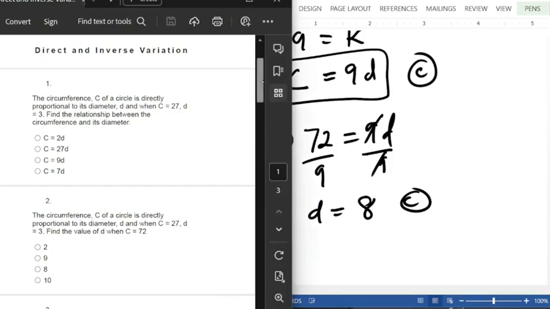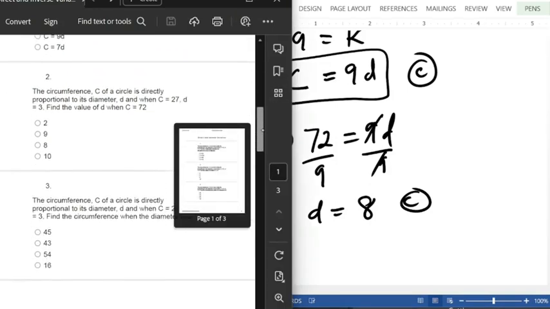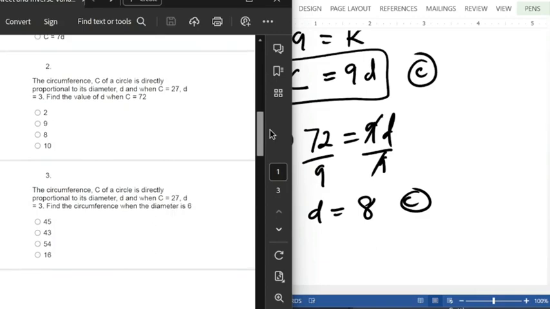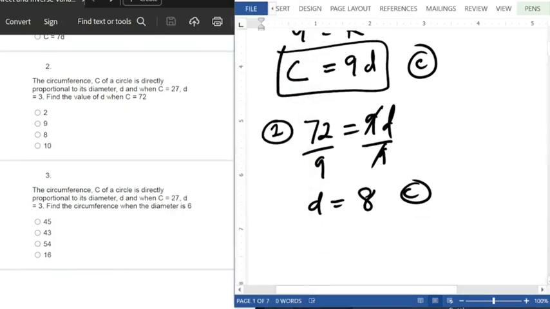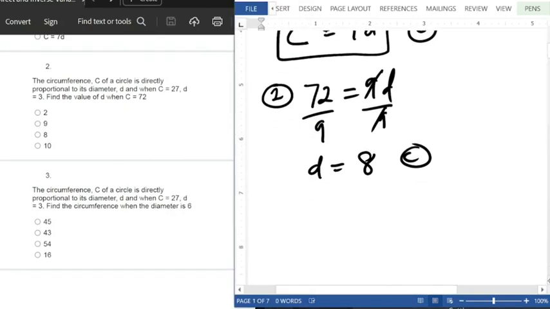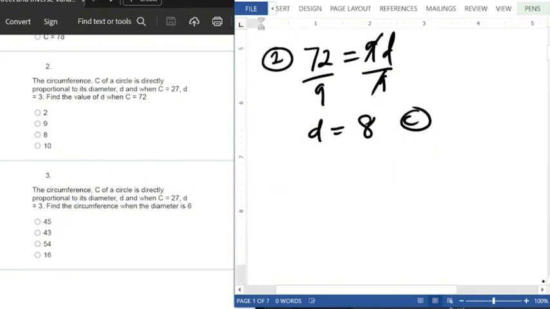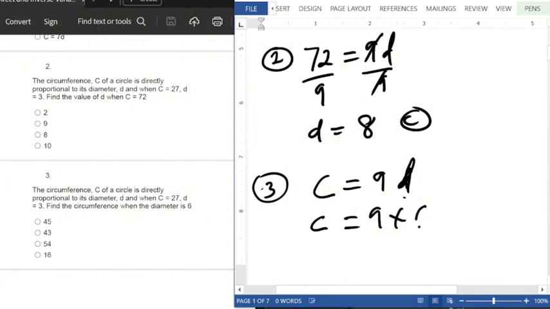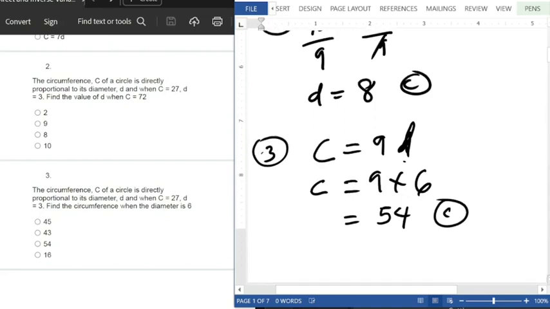So for question number 3, I think it's still the same thing. Find the circumference when the diameter is 6. So we come back to the same thing. C equals what? 9D. Now we are looking for the circumference when the diameter is given to be 6. So that means C equals 9 times 6, which will give us 54. That is option C as well. I hope this is very clear.